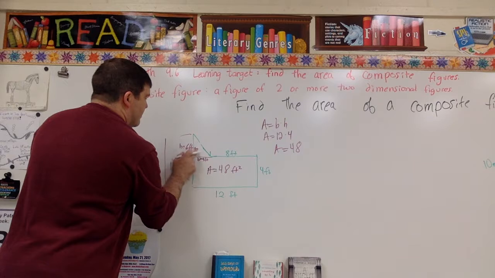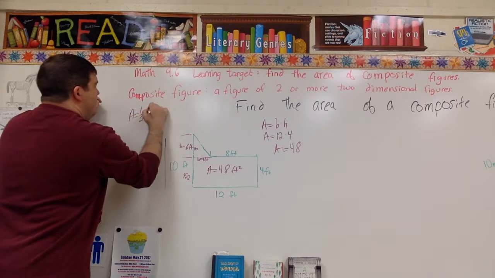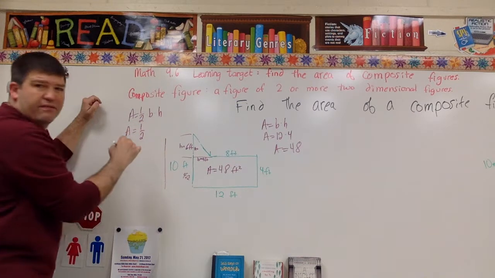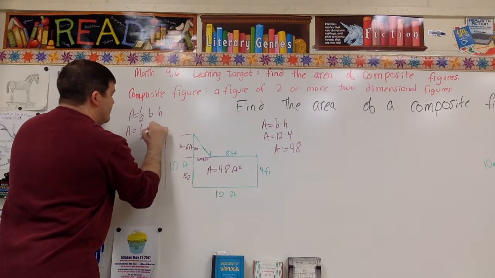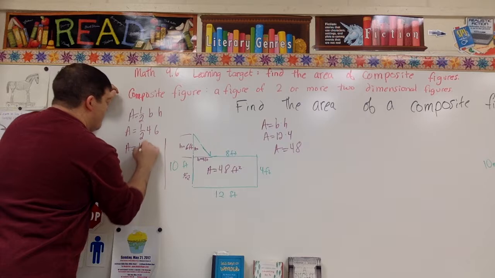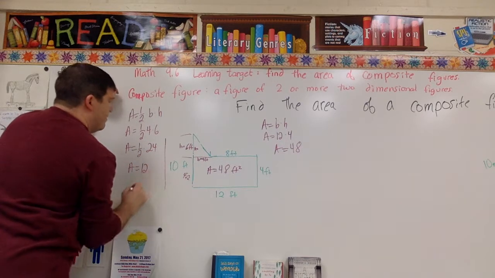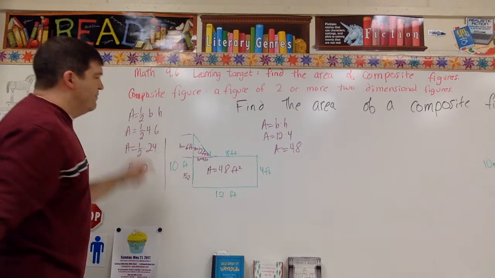Now I can find the area of this triangle. Area of a triangle equals 1/2 times base times height. Area equals 1/2. My base is 4, and my height is 6. Okay? Area equals 1/2 times 24. Area equals 12. So this is 12 feet squared.